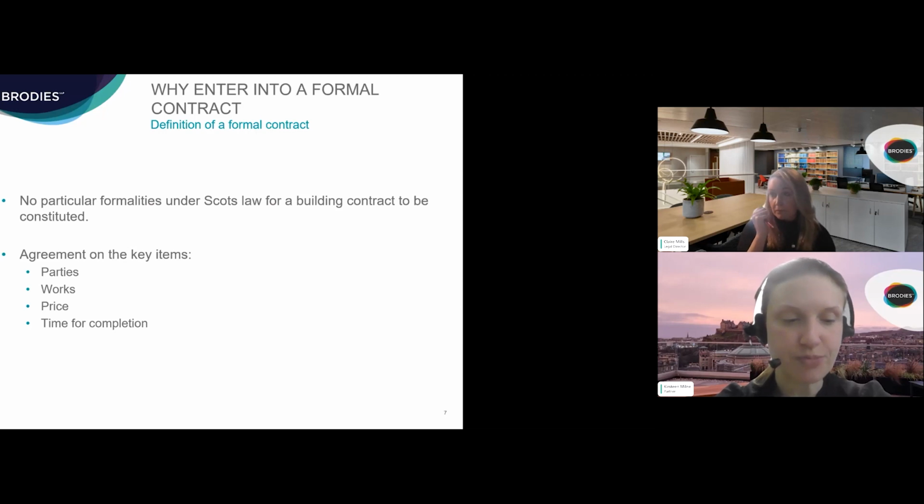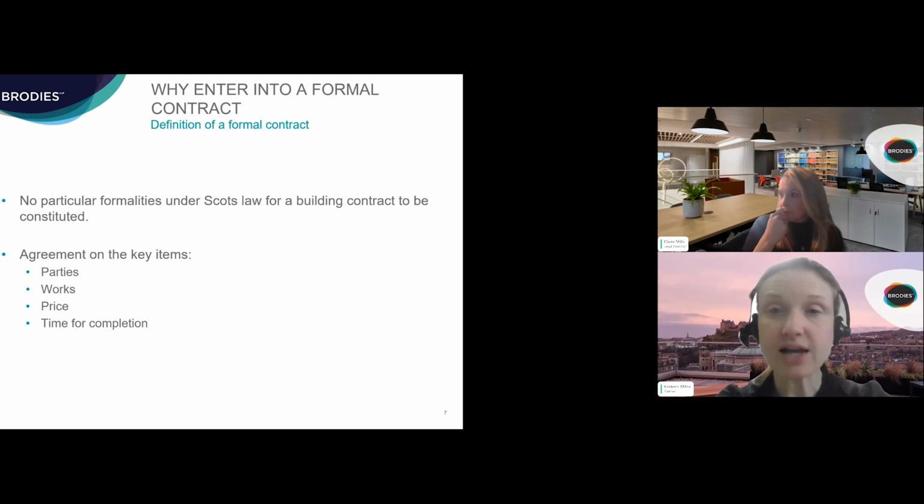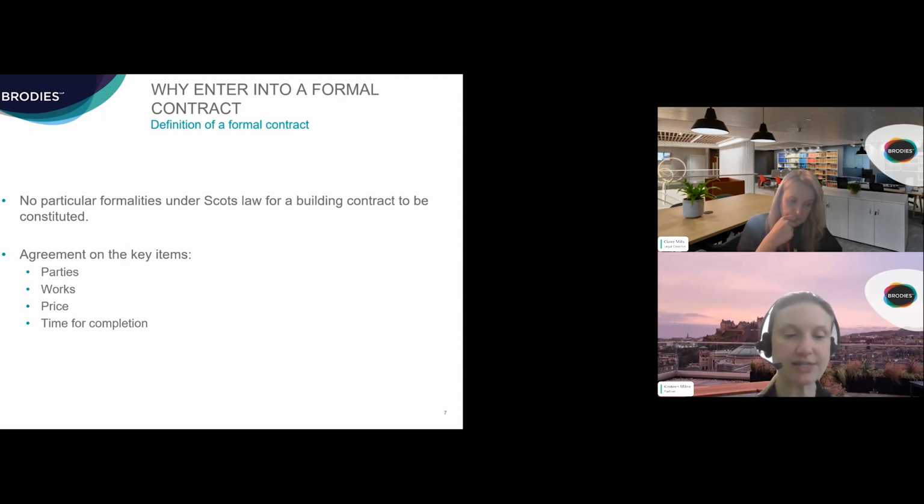commences work. There are no particular formalities under Scots law for the building contract to be constituted. It doesn't even need to be in writing. So long as it meets the requirements for the contract generally, i.e. agreement on the key terms, which for the construction contract are usually held to be, firstly, the parties, the works, the price, and the time for completion. And the latter two may well be satisfied if there's an adequate mechanism for determining those. Then you will have a contract in place.